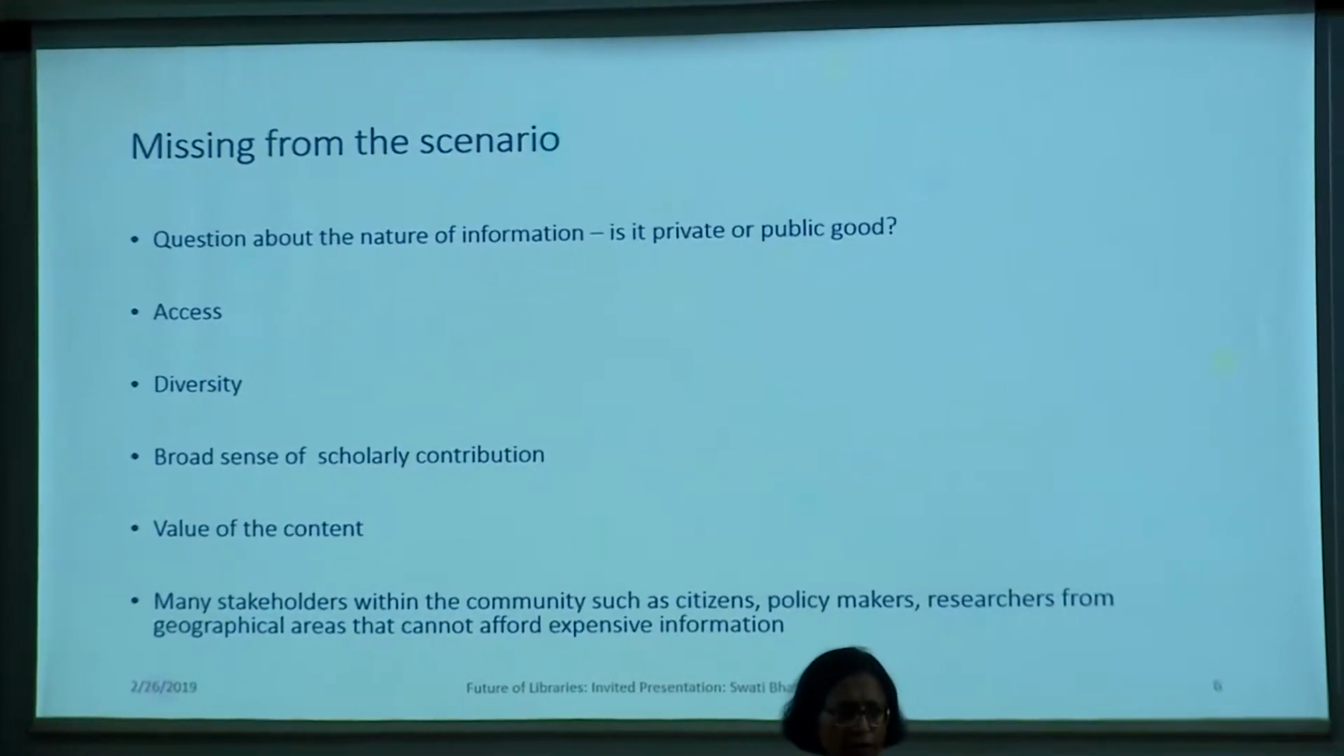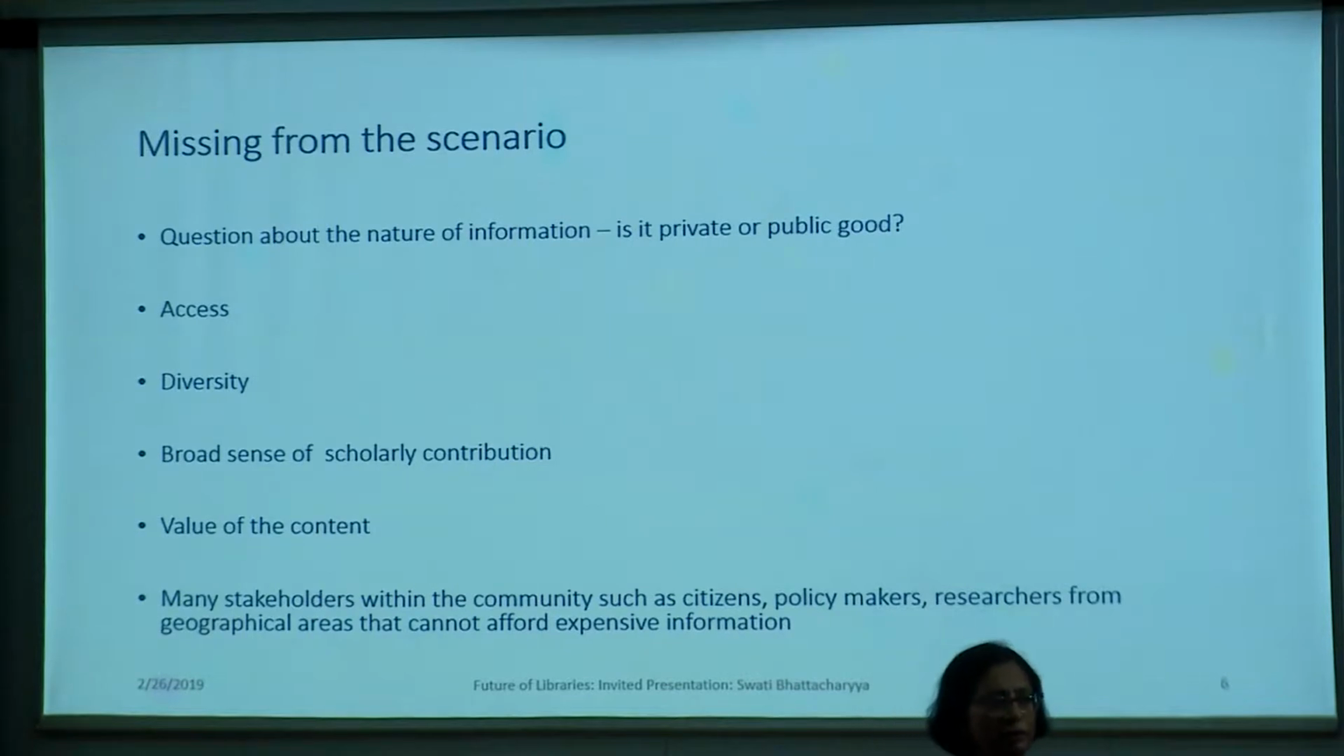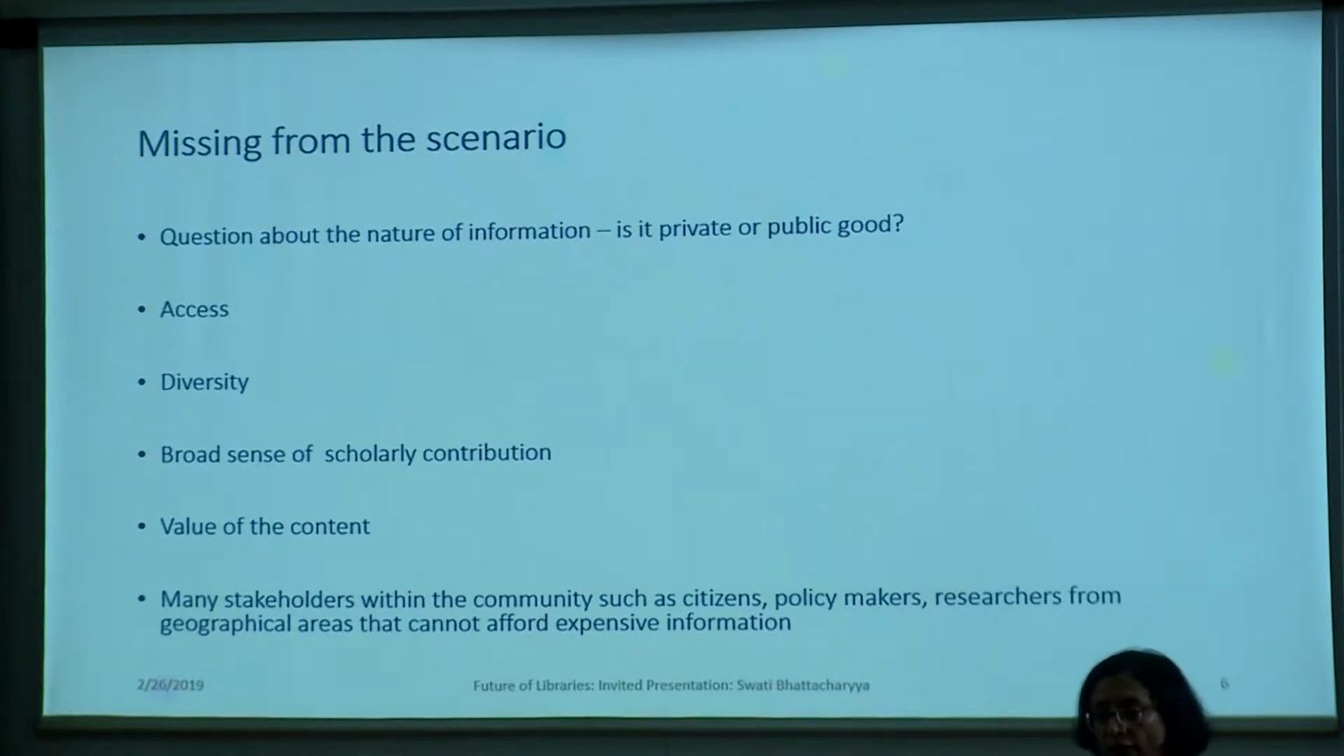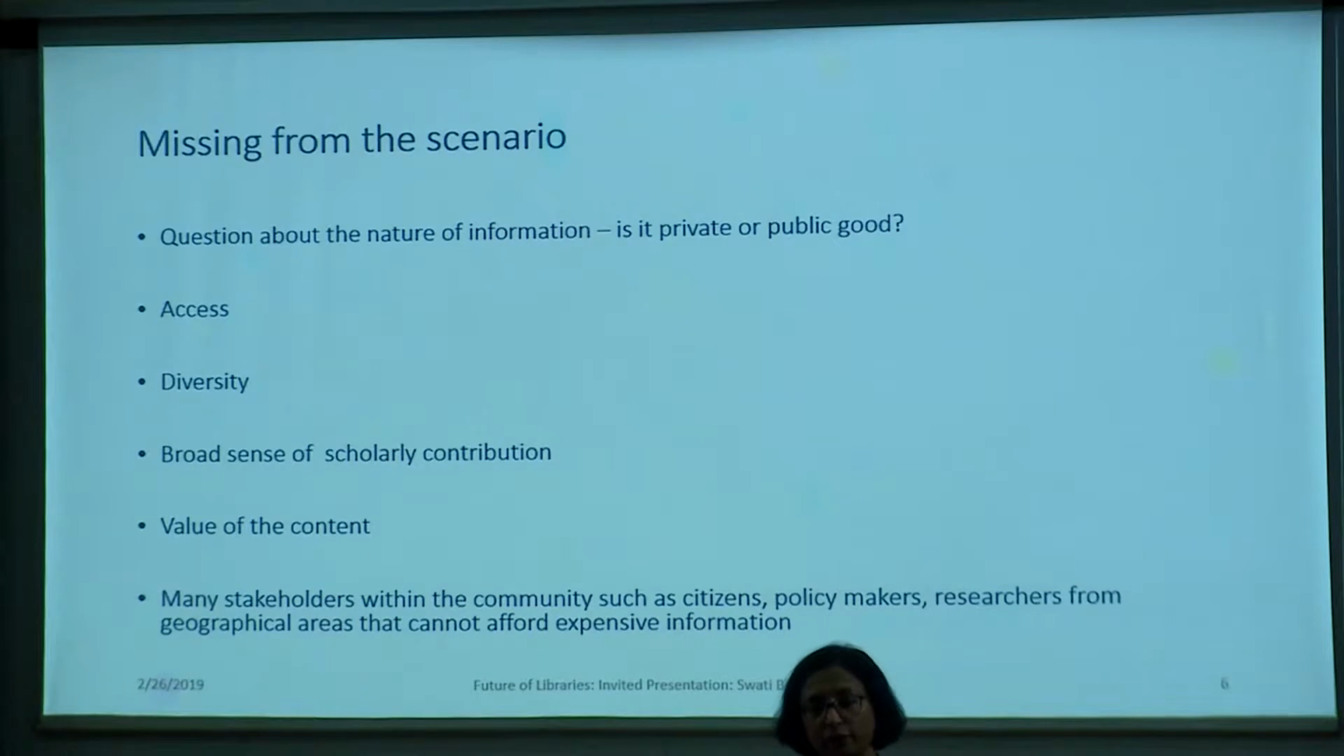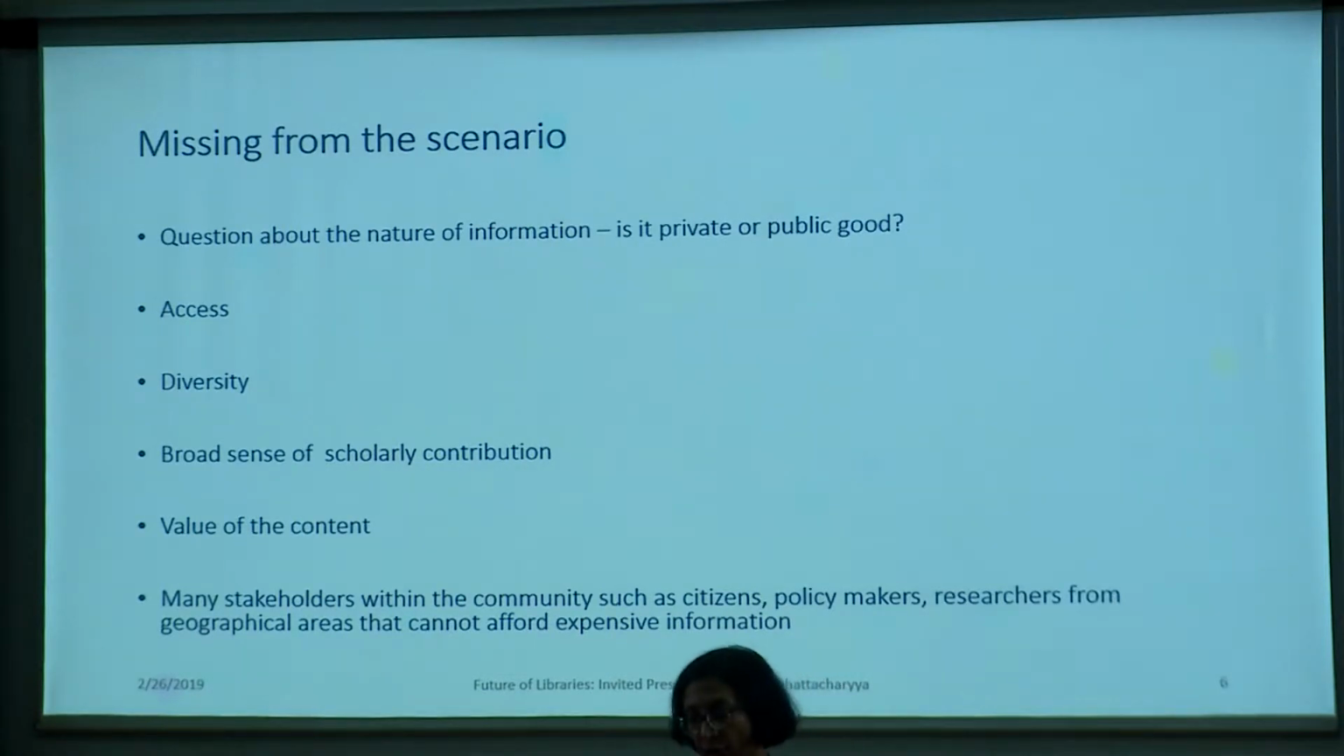Those who are familiar with some kind of digital collection, historical collection, know that the voices of marginalities are also not considered. So even if research happens, social science, some of the theories, some of the presentations can be suppressed because there is no forum, there is no journal to publish them. Broad sense of scholarly contribution: is it that only a journal article is a scholarly contribution, or can there be other contributions? Value of the content, what does it mean?